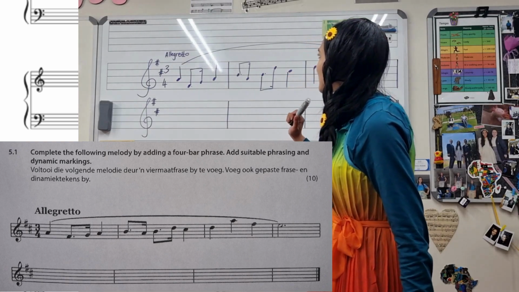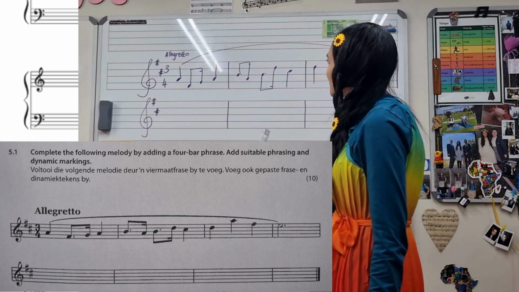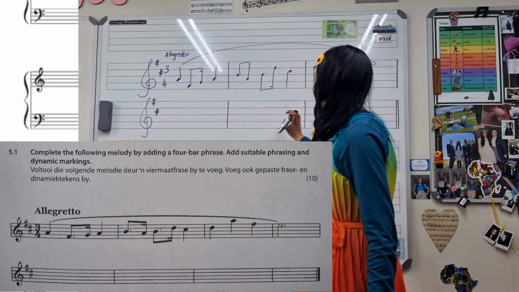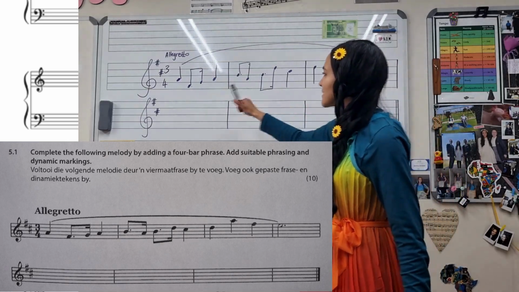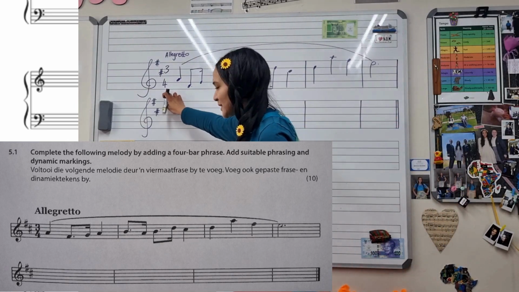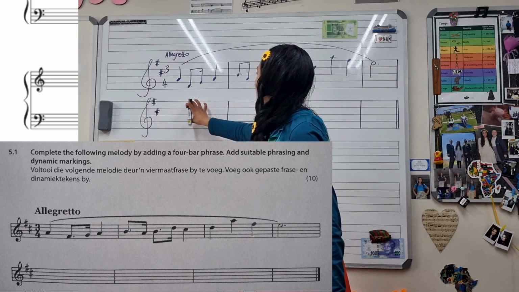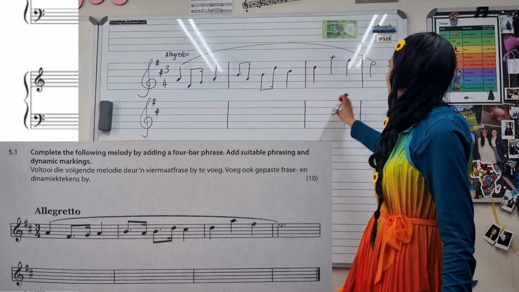So here they do give us a little allegretto example in 3/4 time. They do give us our 4 bars in which we need to write. They give us our key signature. We don't have to write down the time signature again. We just have to figure our melody in bars 5, 6, 7, and 8.